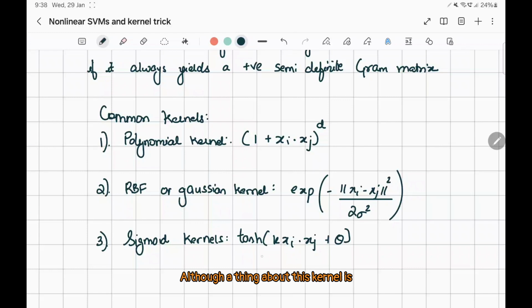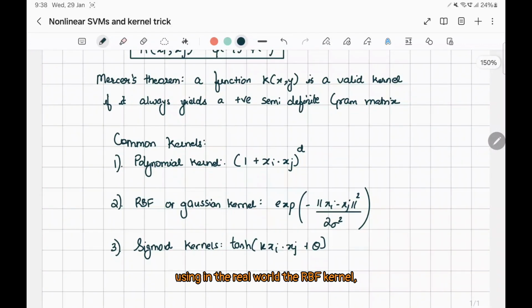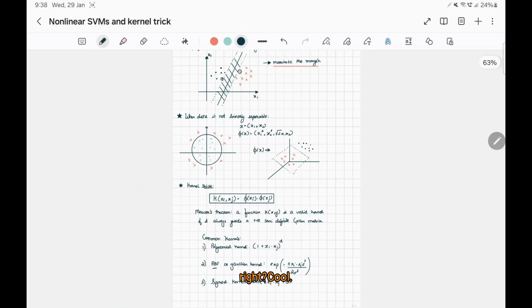Although a thing about this kernel is that it's not defined for all values of k and theta. So Mercer's theorem, as I talked about, does not hold for some values of k and theta for this. So this is not really scalable as RBF is. So most of the time, in the real world, you'll be using the RBF kernel, right?